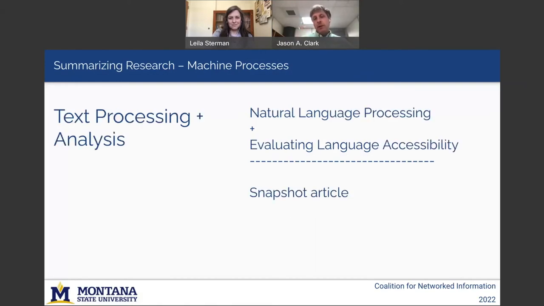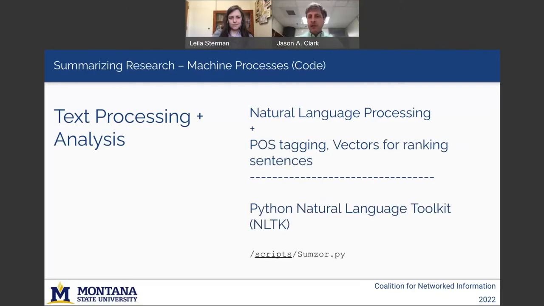So the second piece of this was what I just started to mention. You have a set of texts, and you have language models that can talk about readability levels or evaluate accessibility of language. You have a set of libraries that can start to parse that language, break it apart, and rank it in terms of what are important sentences, where are the parts of speech, and then combine that into an abstraction that can be expressed in the snapshot article itself. So this work was really about part of speech tagging.